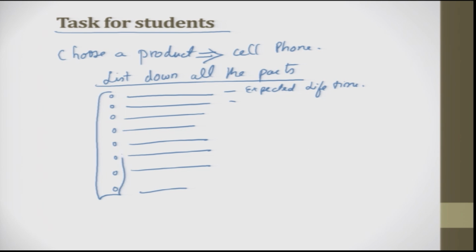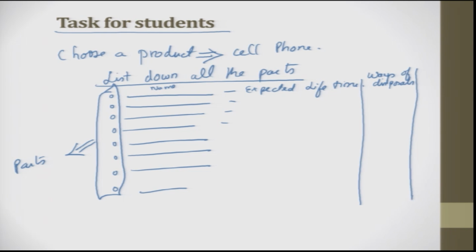So, these are all parts of a cell phone. Okay. Here you are writing the name and then the expected lifetime. Then you say the ways of disposal, and after that you also say what is the weightage of individual parts for the performance of the product. For example, you take a cell phone, what is the weightage of the battery in the overall performance of a cell phone, or what is the performance of the glass on top of this, what is the performance of something else, the vibratory part, whatever it is in a cell phone, with respect to its performance.